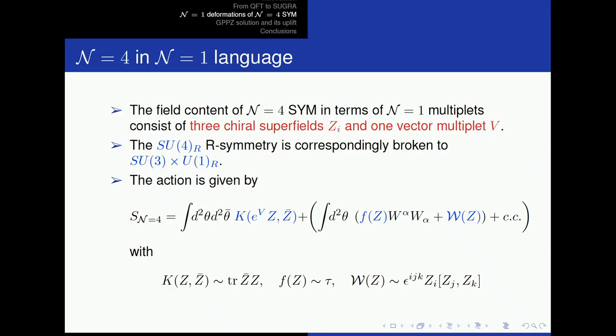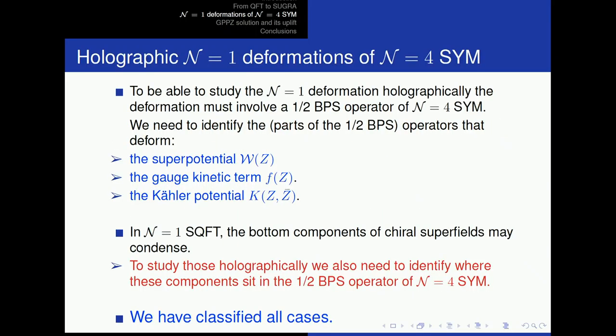As in all N=1 systems, there are three functions to give. One is the Kähler potential, which for N=4 is given by a trivial kinetic term. Then we have the gauge kinetic function, which in this case is also trivial. It's just the gauge coupling with the theta angle. And then we have the superpotential. So now the question we want to ask is, how do we deform each of these three using half-BPS operators? So here it is again.